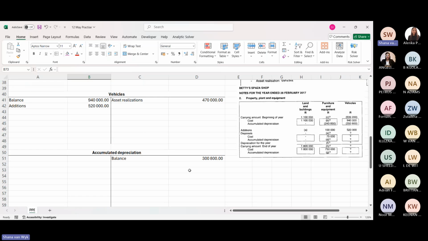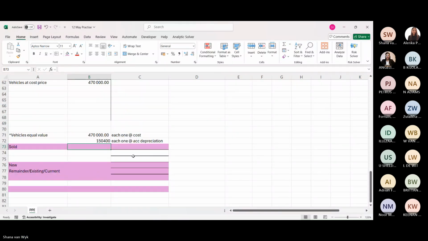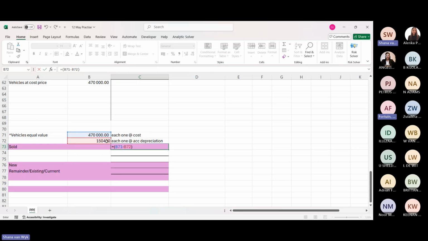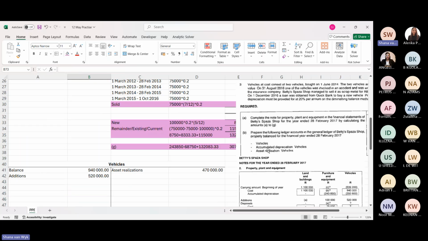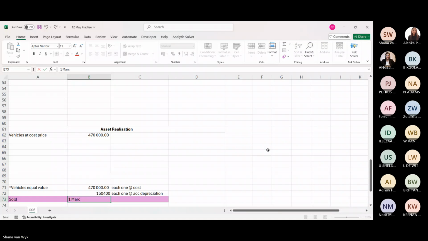So then we know for our sold, right? We're gonna say what we had is diminishing minus this time frame. Yes, your time frame, Shauna. When did we sell this thing? Okay, so it's 1 March 2016 to 31 August.